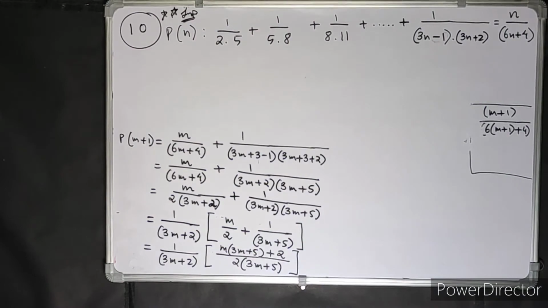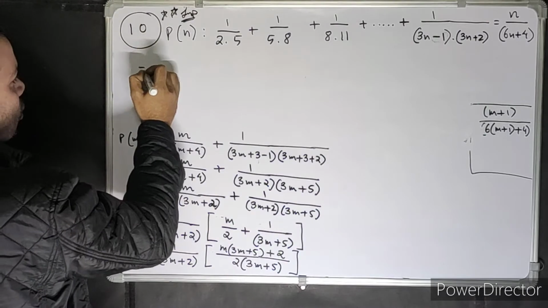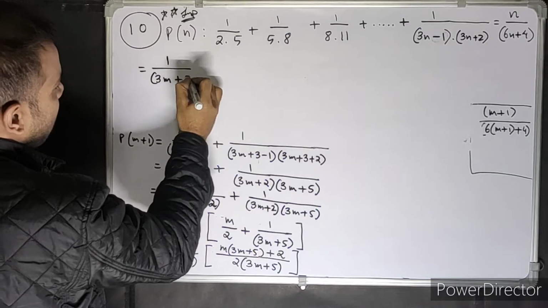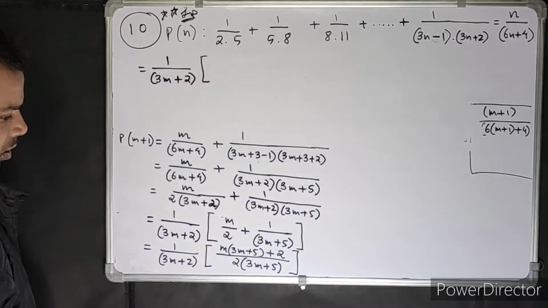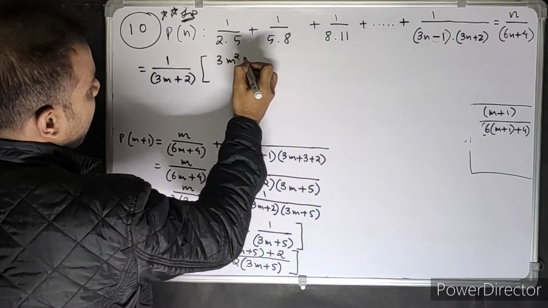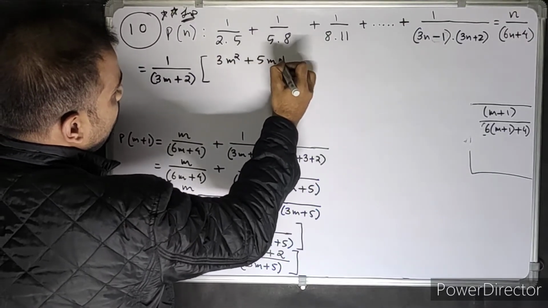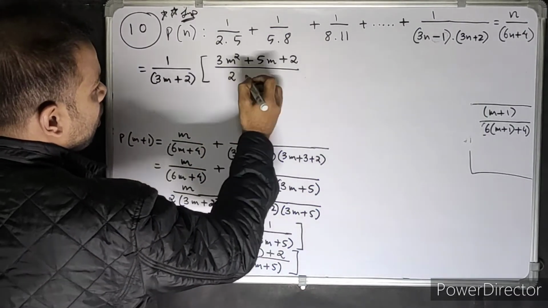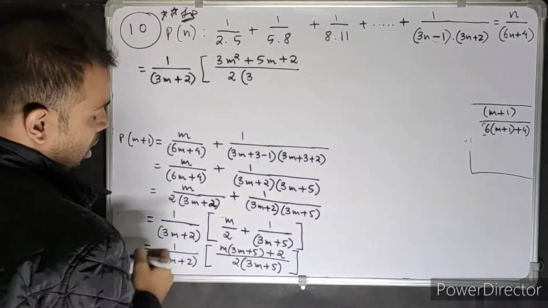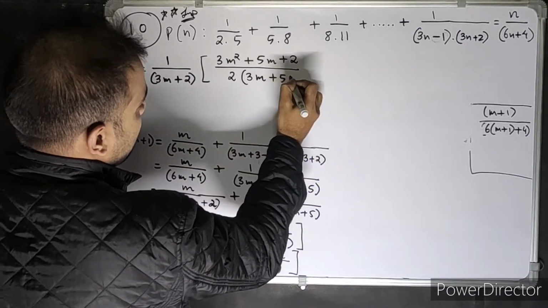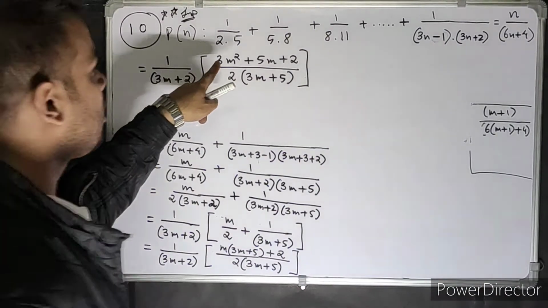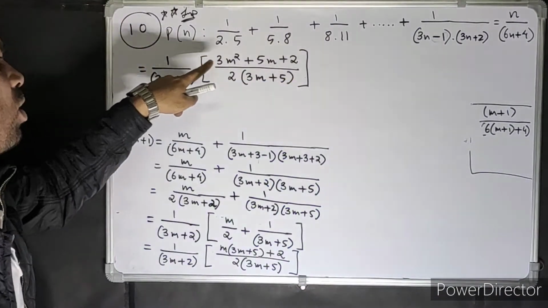Okay, see, from here now you can multiply. Alright, so what are you getting? So this is 1 divided by 3m plus 2 bracket. This is 3m square plus 5m plus 2, divided by 2. Okay, this is 3m plus 5. Alright, clear? Now from here, look very carefully. What is this? This is your quadratic equation.